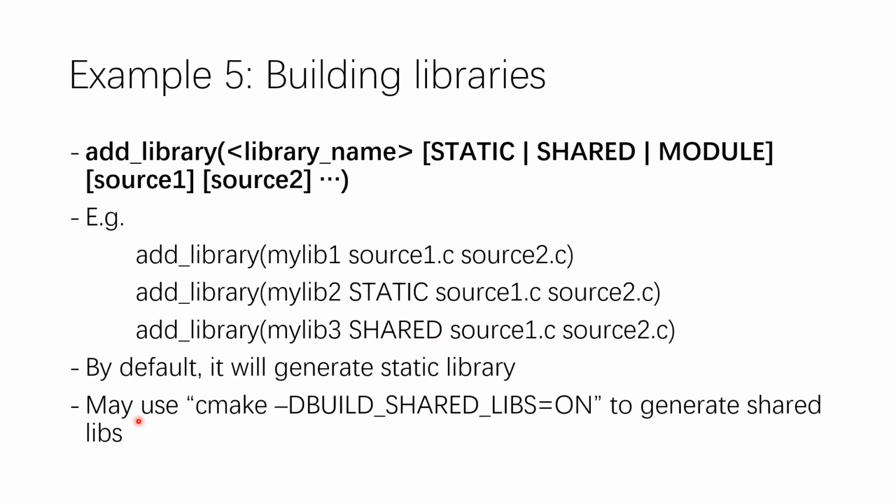But there is a command. We can use this command to generate shared libraries for the commands that we did not specify the type of the lib. So if we use this command when we run CMake, the first command will generate a dynamic library instead of a static library. But the second command will still generate a static library, and the third command will also generate a dynamic library as before.